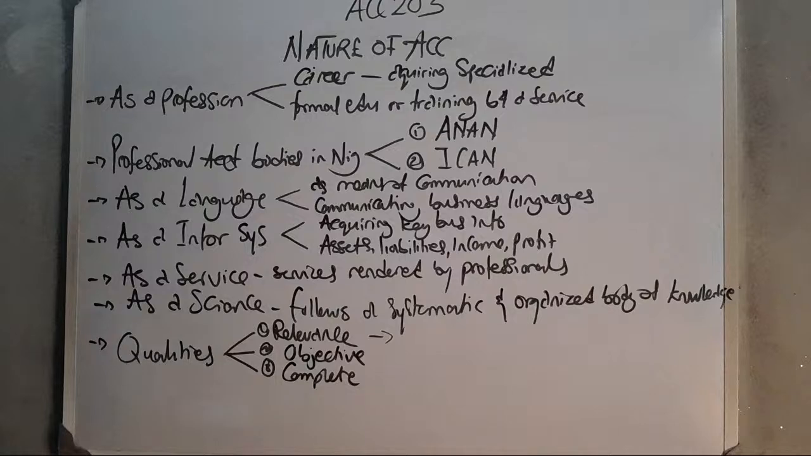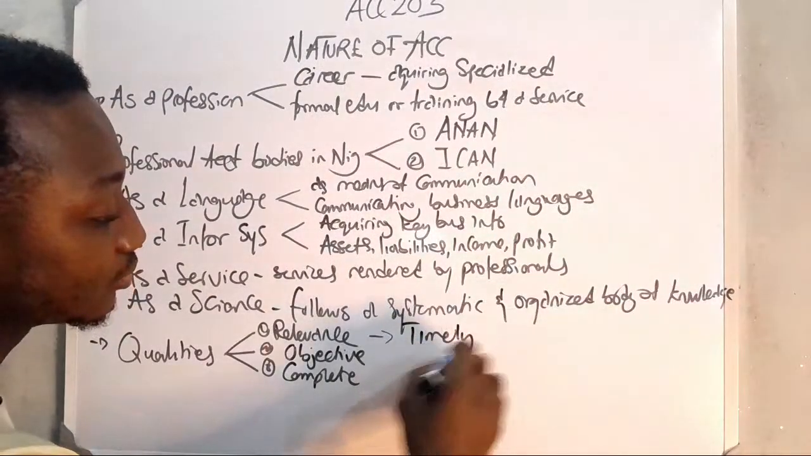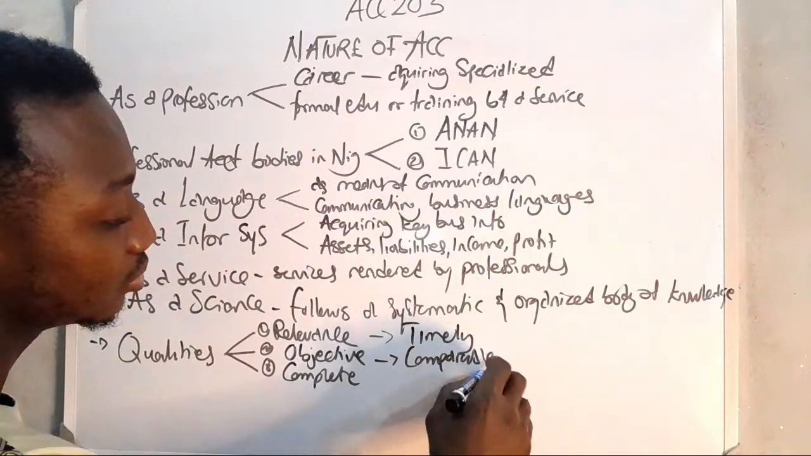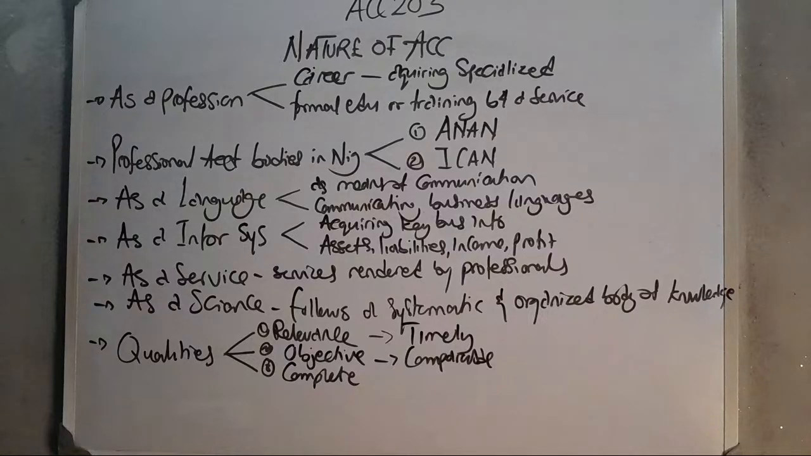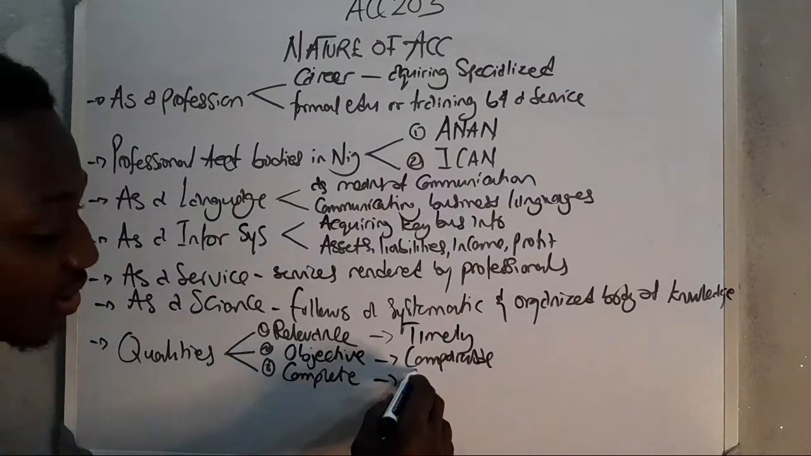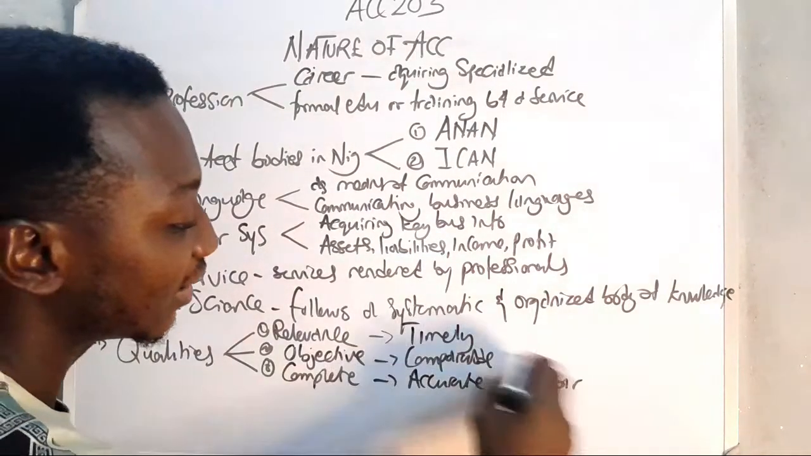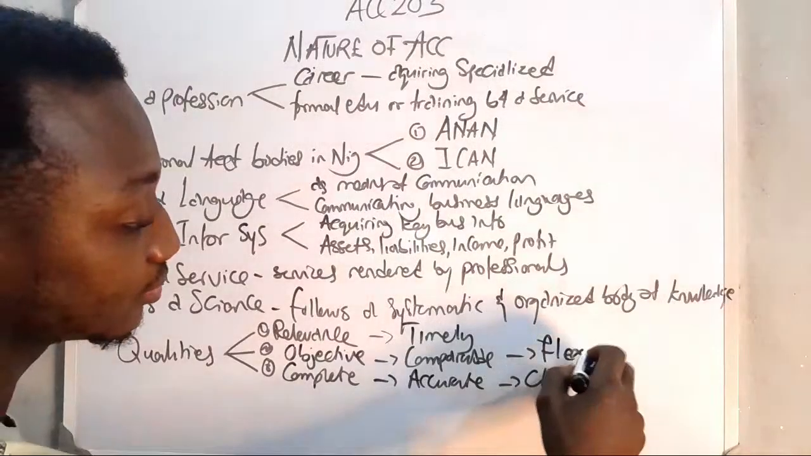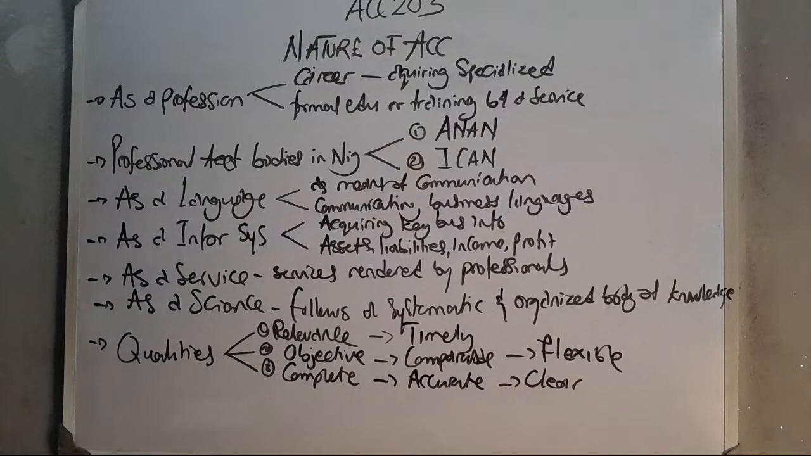It must be complete. It must be timely and comparable. And the most important, it must be accurate. It must be clear, and it must be flexible. All these are the qualities of accounting.